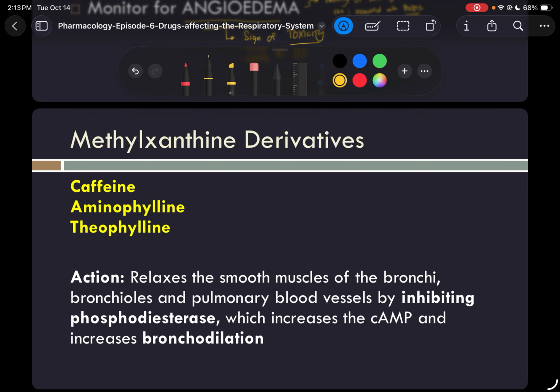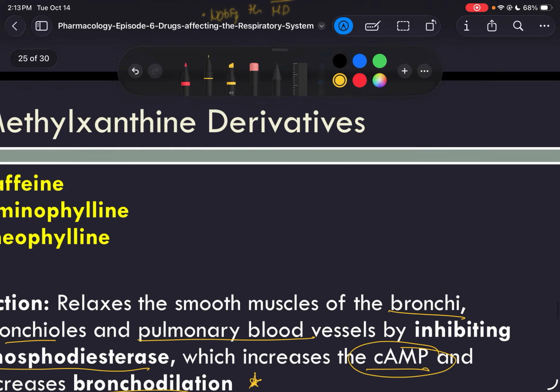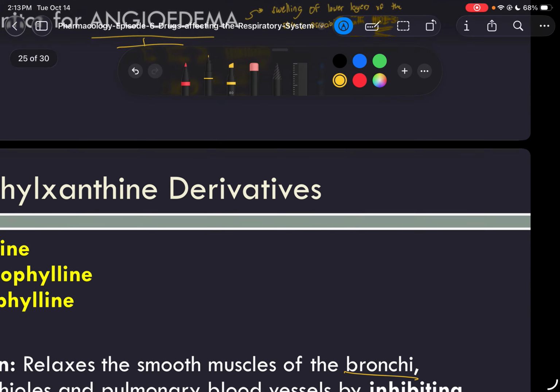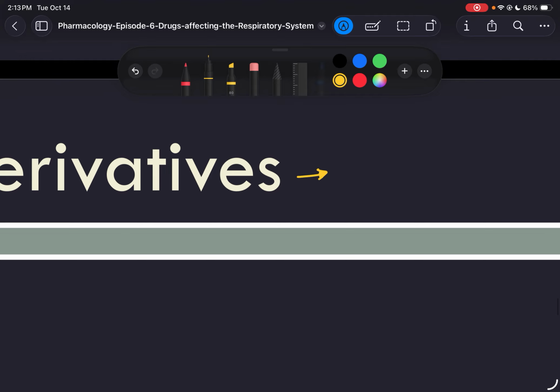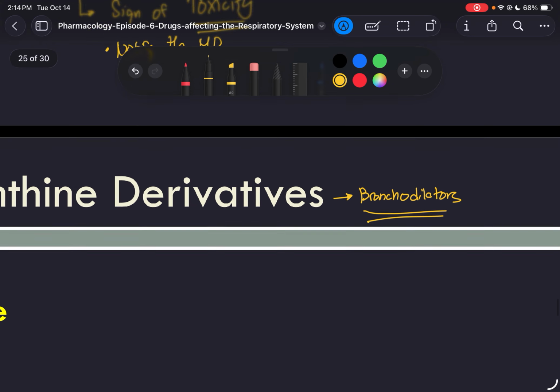What it does is it will relax smooth muscles of the bronchi, bronchioles, and pulmonary blood vessels by inhibiting phosphodiesterase. Okay? If you inhibit phosphodiesterase class, it will increase the cAMP and increase bronchodilation. If you remember, di ba, that is the cause of our bronchodilation, our cAMP. So, these methylxanthine derivatives, these are bronchodilators.